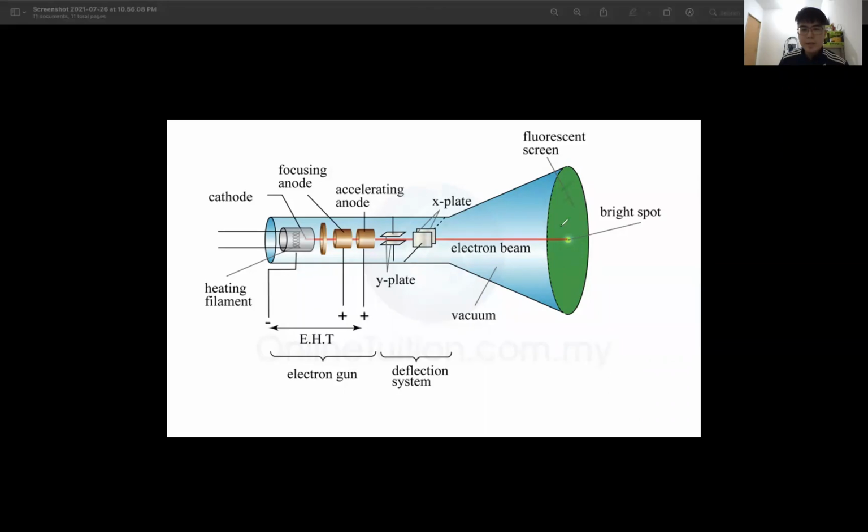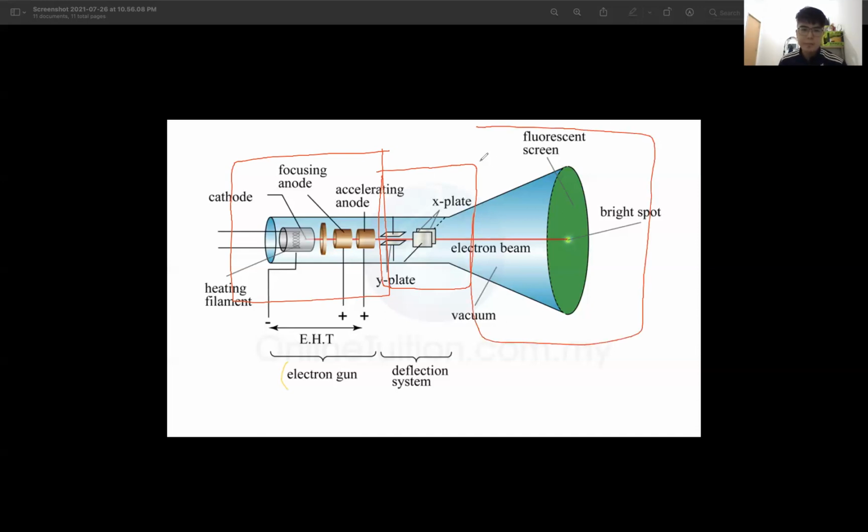Okay, you're seeing the screen here. Now, it's broken down into a few sections. All this you need to know. The first one, electron gun. So the back one, okay, the first section here, all this, they are the electron gun. Okay, what is the electron gun? The function is to only produce electron by thermionic emission. And then next to it, we have the deflection system, the X plate and the Y plate. And then we have the third part is the screen here.